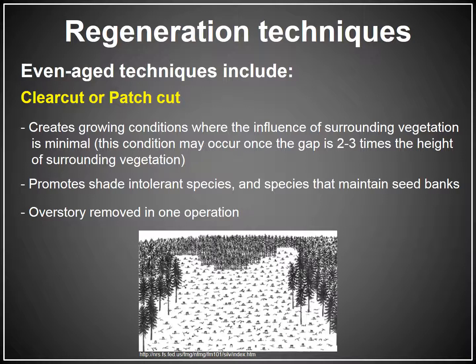Clear cuts can be used in a positive way for a variety of reasons. They can be used to promote the establishment of shade-intolerant species and species that maintain seed banks in the soil. And equally as important, they can be utilized to create patches of early successional forest, young forest for wildlife species that require that as a habitat component.